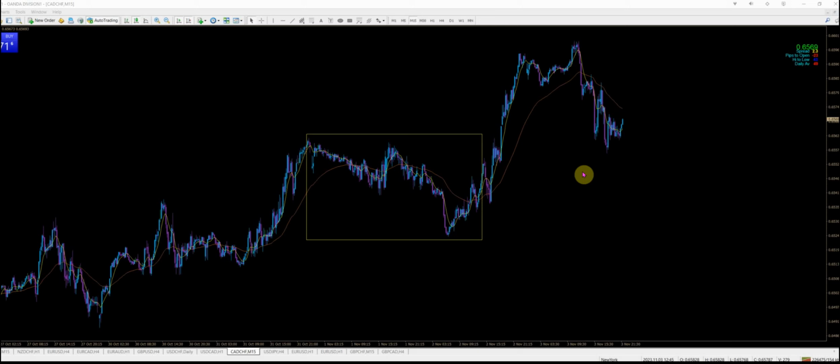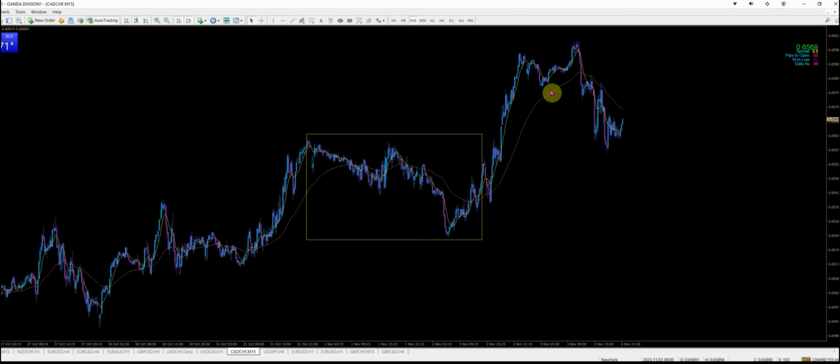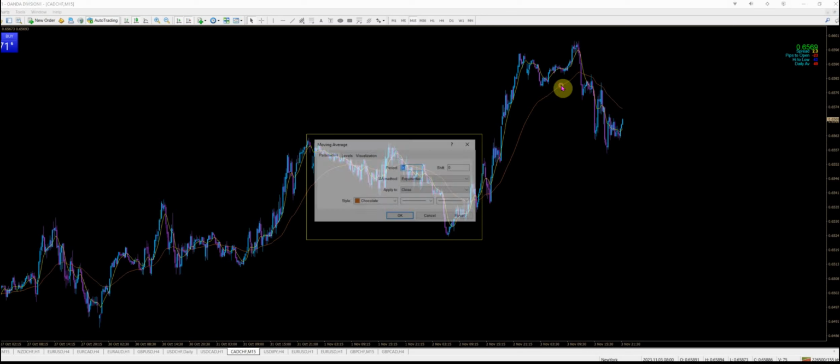So on the video that I made on this, and I think it was last Friday, I was using a 10 period, which is this yellow line, a 10 period linear weighted moving average, which is a little bit more sensitive even than an exponential. Okay, so that's this yellow line. And on the last video I had this as a 200 period exponential, linear weighted also.